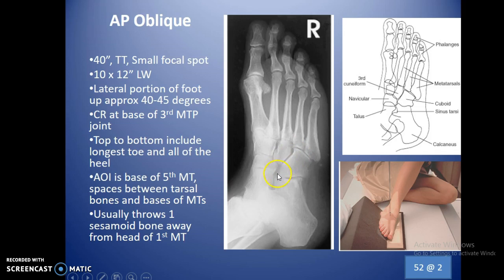This is going to open up the joint spaces a little bit better through the tarsal bones. It's going to separate the bases from 3 through 5 very clearly, and it'll also show you the sinus tarsi, which is this little open area right through here. You can use a sponge, as is shown here. Most patients can hold it on their own though, just by bending their knee and then just rolling their hips to the inside.